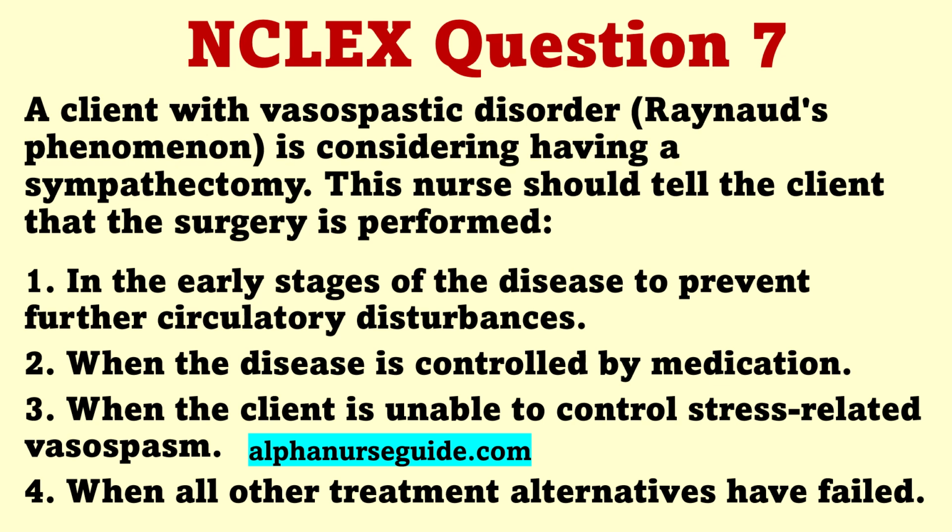The correct answer is 4. Sympathectomy is scheduled only after other treatment alternatives have been explored and have failed. Medication and stress management are beneficial strategies to prevent advancement of the disease process. If the disease is controlled by medication, there is no reason for surgery.